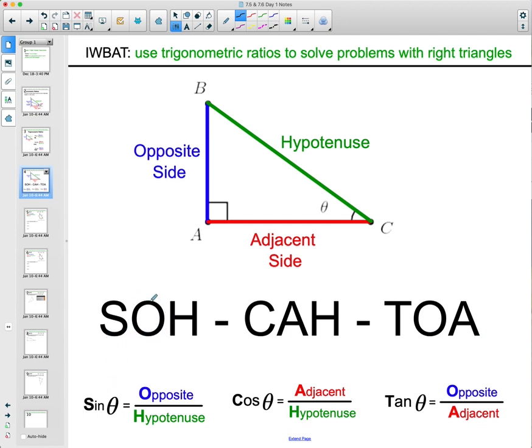So the S stands for sine. And then it gives you the one that goes on top, so opposite side, and then on bottom, hypotenuse. So the sine function is equal to the opposite over the hypotenuse. The cosine function, the C, equals the adjacent side on top of the hypotenuse, so adjacent over hypotenuse. Tangent, opposite over adjacent, so opposite on top, adjacent on bottom.